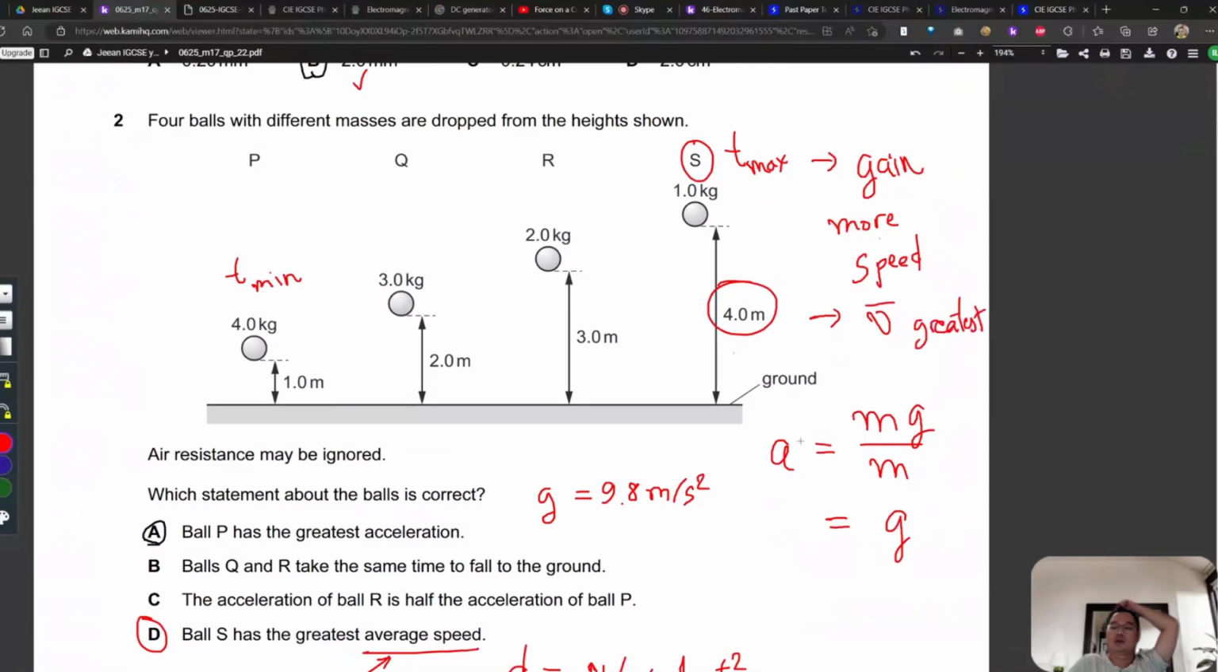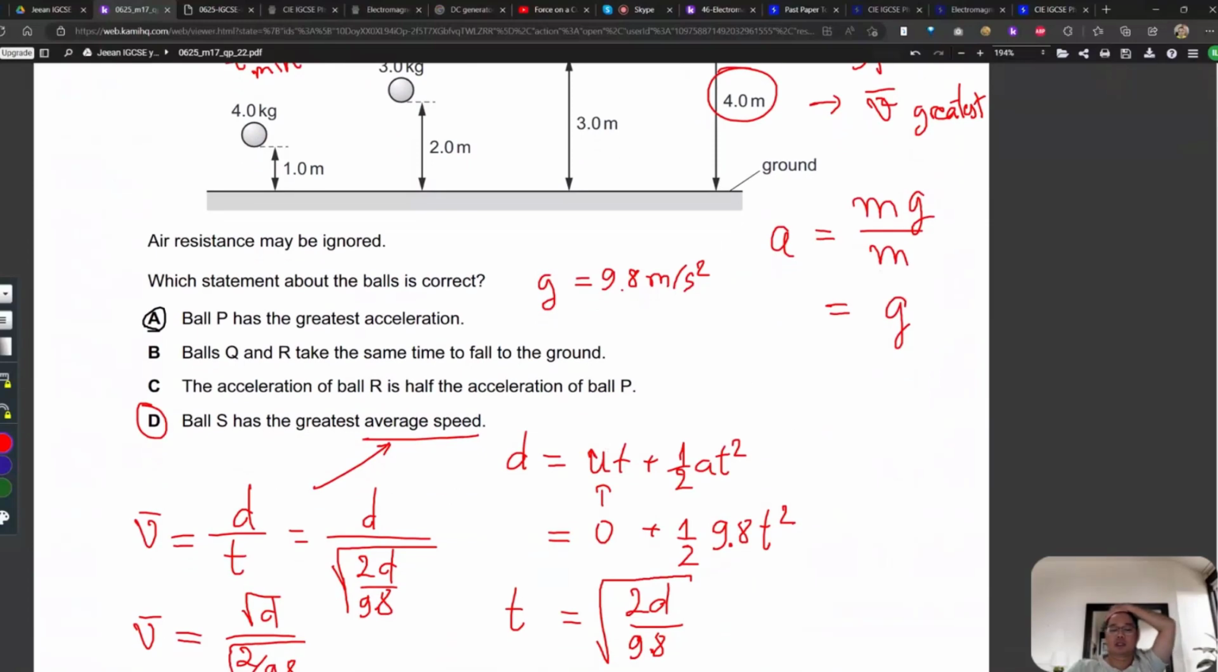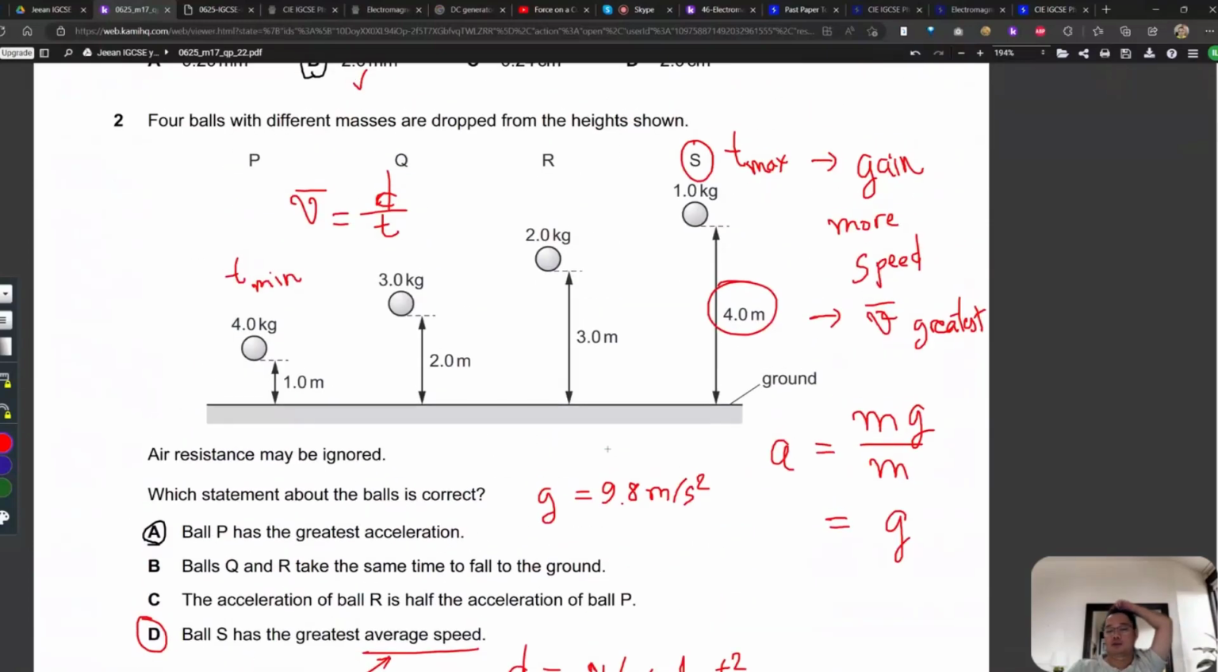Okay, because the acceleration is 9.8, the same value for all the balls, more time of flight will make the speed faster, and average speed, which is distance over time, will be greater. This is a pretty difficult question, so I hope that you understand this explanation. More time to fly, and more time to increase the speed, getting more speed.